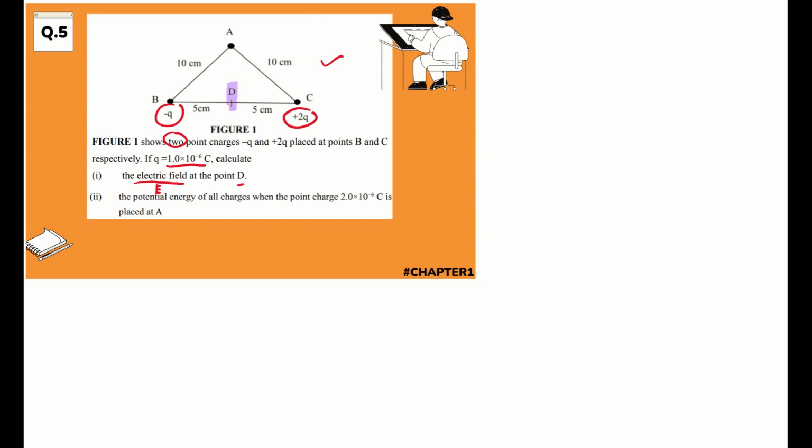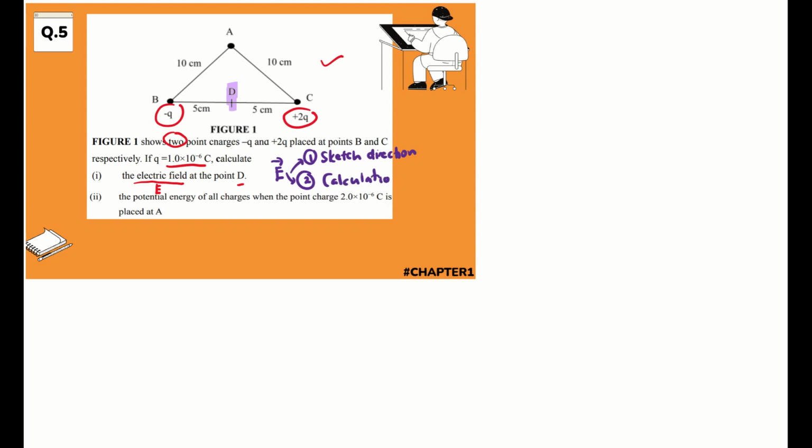So as usual, when it comes to electric field, we know that electric field is a vector. So we need to first sketch the direction. Okay, you have to always remember this. Then we do the calculation.